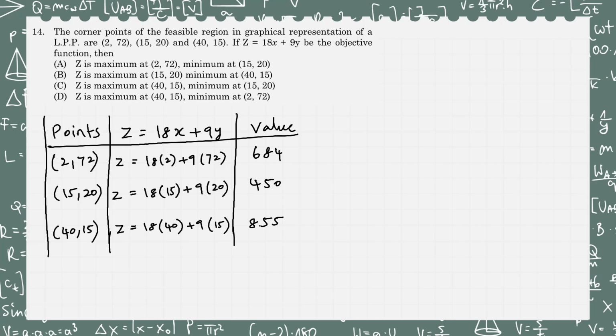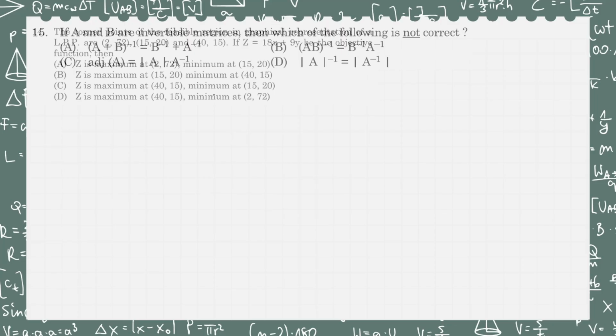So we need to know what is the maximum value and what is the minimum value of the given objective function. By seeing it, we can say 450 is the minimum value and 855 is the maximum value. So which point gave the minimum value? (15, 20). And which point gave the maximum value? (40, 15). So looking at the options given, we can say that z is maximum at (40, 15) and minimum at (15, 20). That is the correct choice. So option C is the correct answer. Let us move on to the next sum.